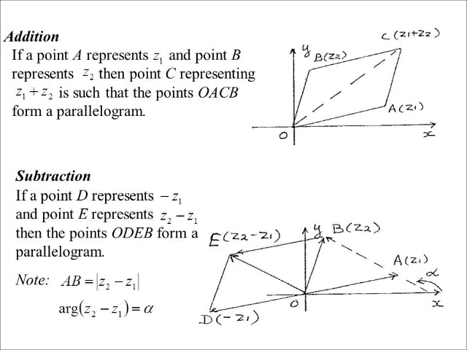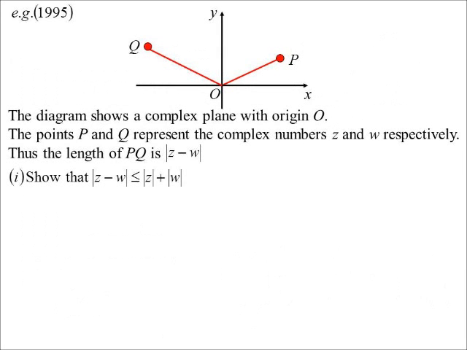Let's put it in a bit more practical sense. Let's have a look at an actual question that was asked a long time ago now, but the sort of things that we could be asked by manipulating vectors and what have you. So here's our Argand diagram, the complex plane. P and Q represent Z and W respectively.